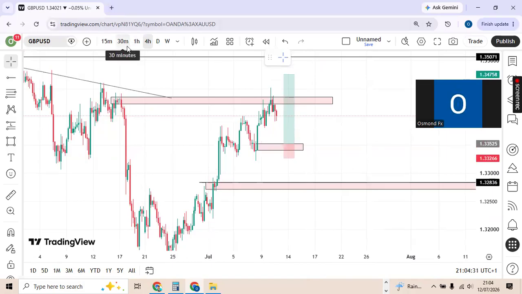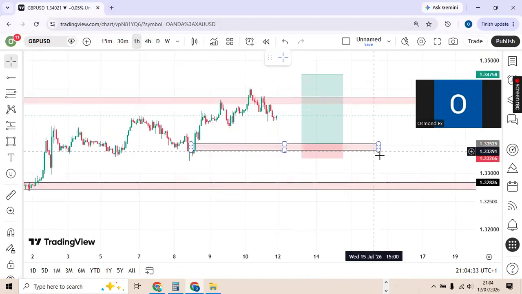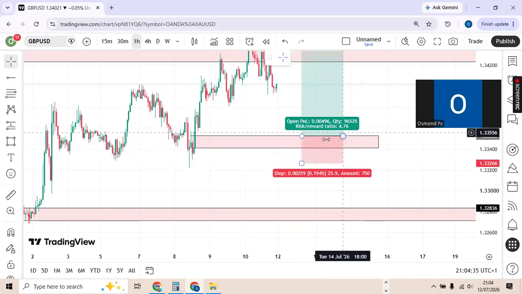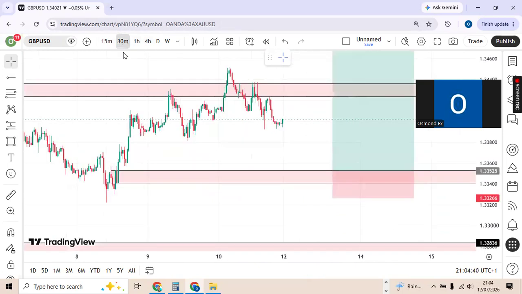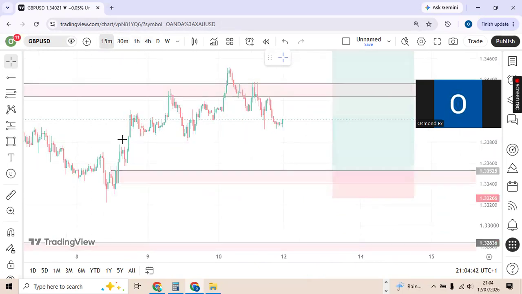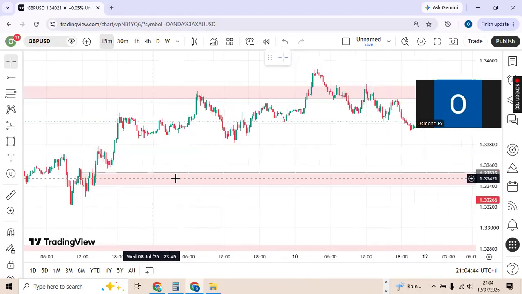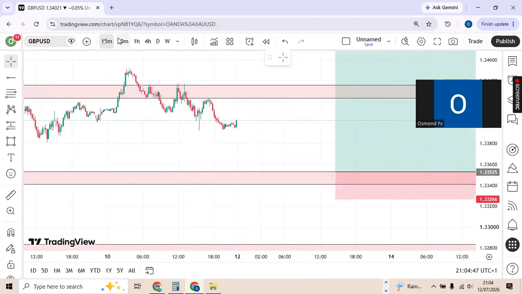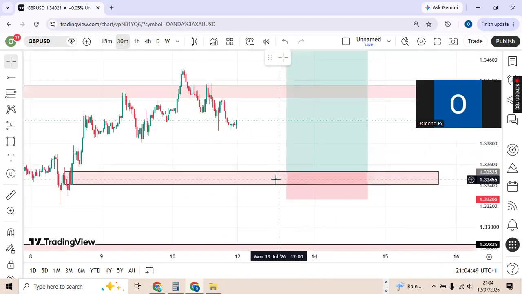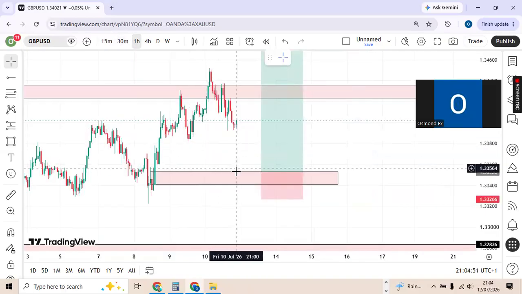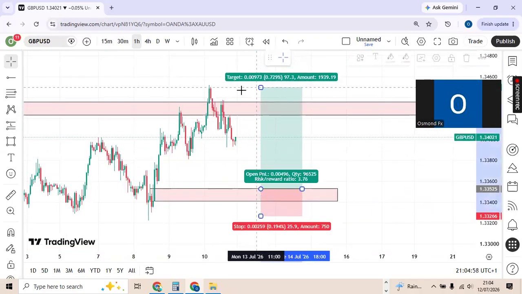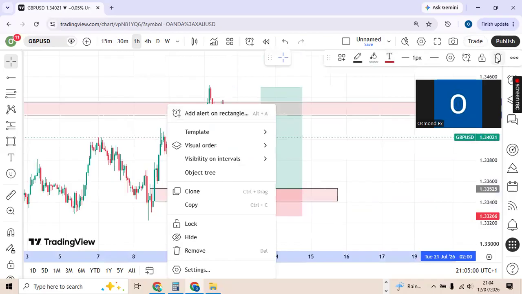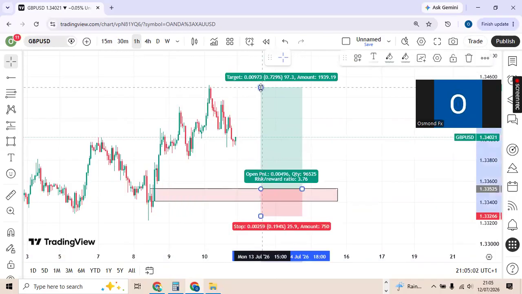So for this week, what I'll be expecting on GBPUSD, you all can see my demand zone that is sitting below here, from the 15-minute time frame. So I'm expecting GBPUSD to come down to my lower demand zone here, and we see a further buy to the upside, maybe around this area.